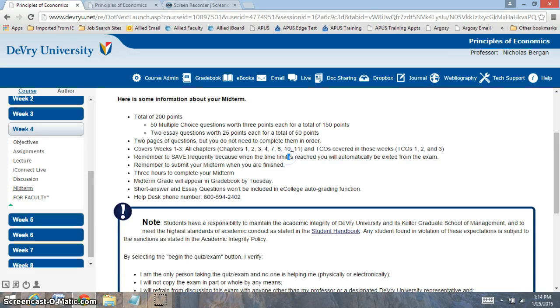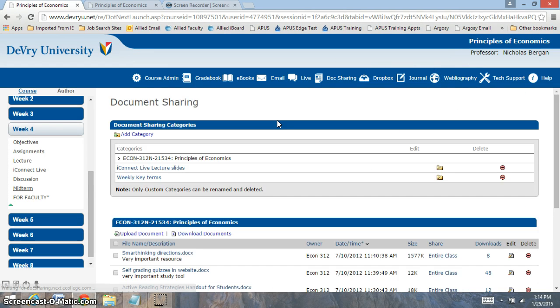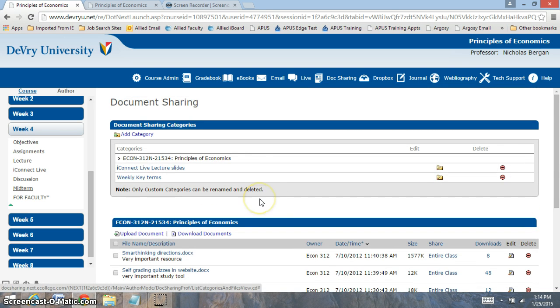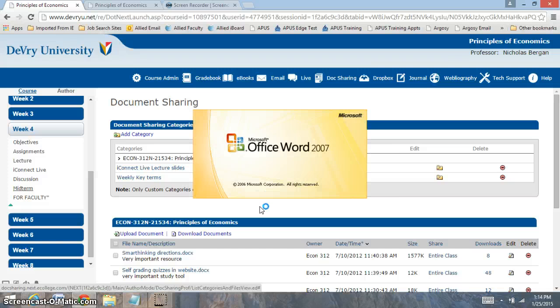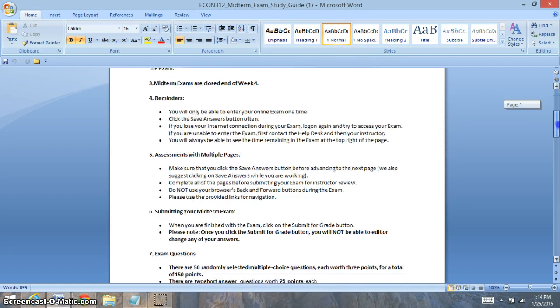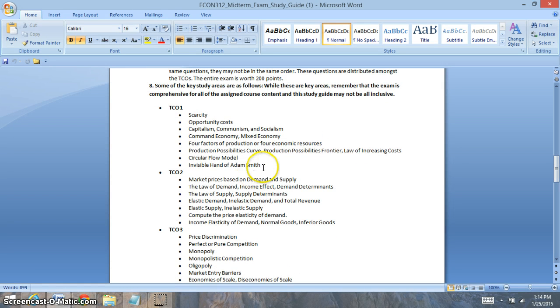That's very important. Now, let's go over here to doc sharing. If we click on doc sharing, you see that we have the midterm exam study guide. The midterm exam study guide is very important to evaluate. It'll show you a lot of what we're dealing with on the midterm exam. It's going to have a lot of concepts on there. I highly recommend you look over it. Here's the study guide. It'll show you some suggestions about how the setup is. It'll also go over the concepts, and here are some of the concepts that you're going to see. Every concept that you're going to see on the midterm exam is on this sheet somehow.